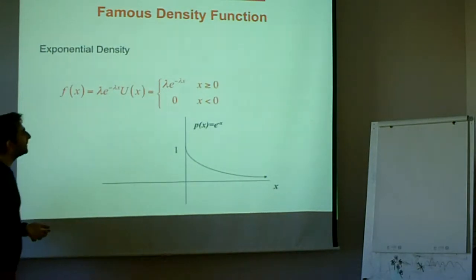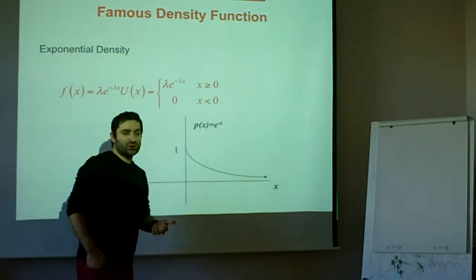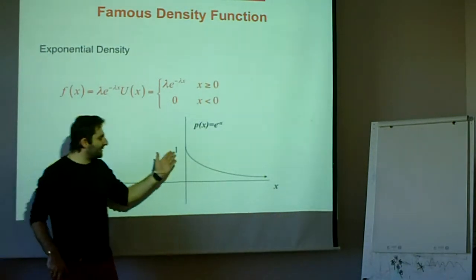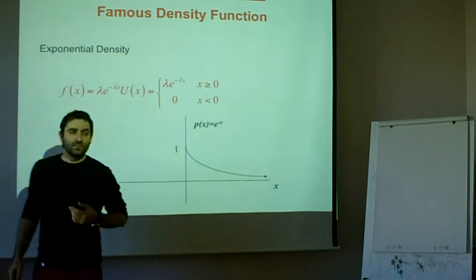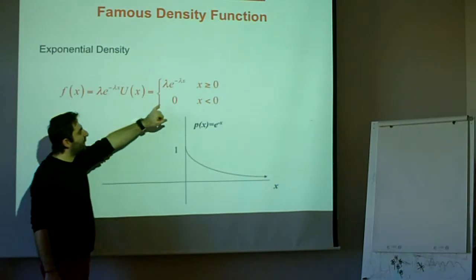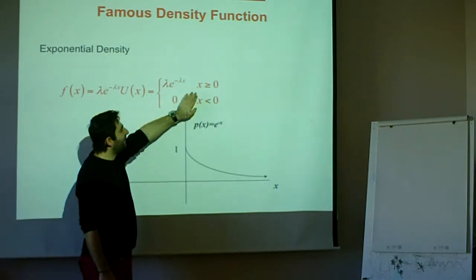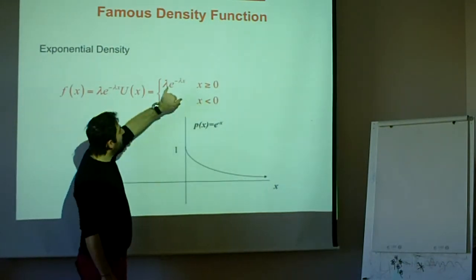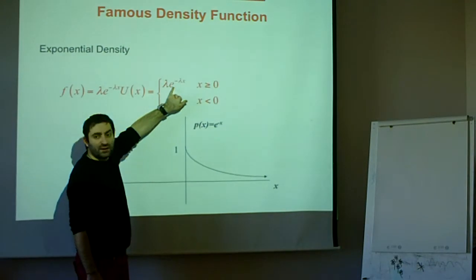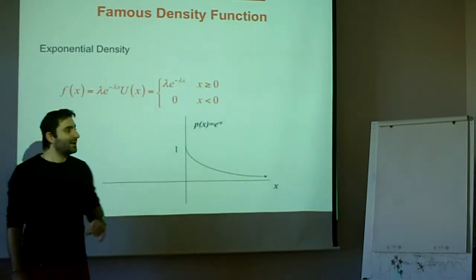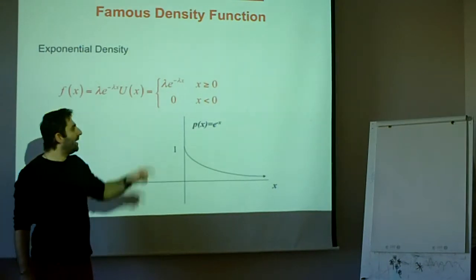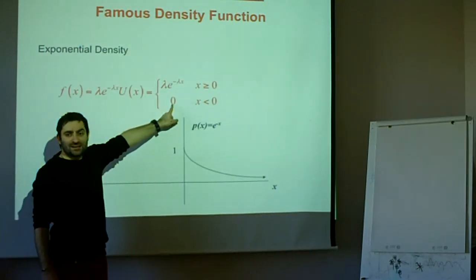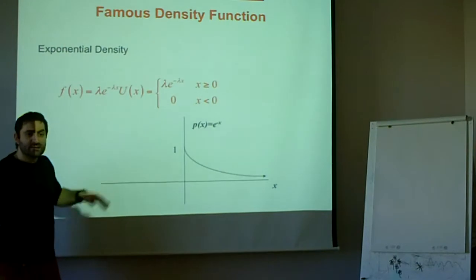Another famous distribution is the exponential distribution. As you can see, it is an exponential function, and we write it in this form. When x is greater than 0, it is lambda e to the power minus lambda x, and we assume that lambda is a positive number. And when x is less than 0, it is 0.